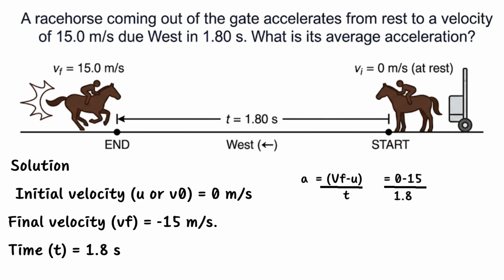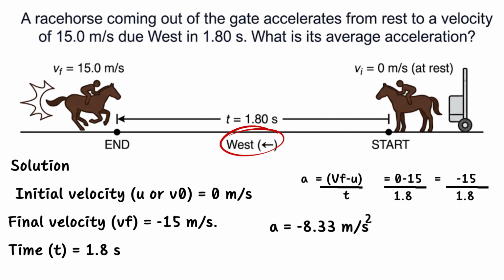So we have acceleration is equal to change in velocity divided by time. So we have minus 15 divided by 1.8 to give us an acceleration of negative 8.33 meters per second squared. The negative sign indicates the acceleration is directed towards the west. Now, this sign may not always be negative. You can always solve without the sign. Just make sure you note the options in your question.